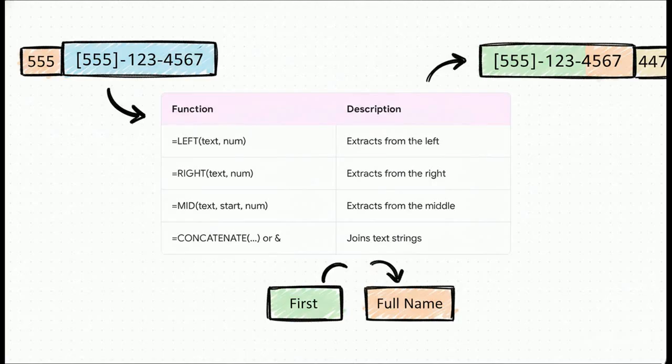Ever have a column with a full product code, but you only need the first 3 letters? Use the LEFT function. Need to combine a first name column and a last name column into a full name? CONCATENATE, or even just the simple ampersand symbol, does it for you instantly. These are massive time savers.